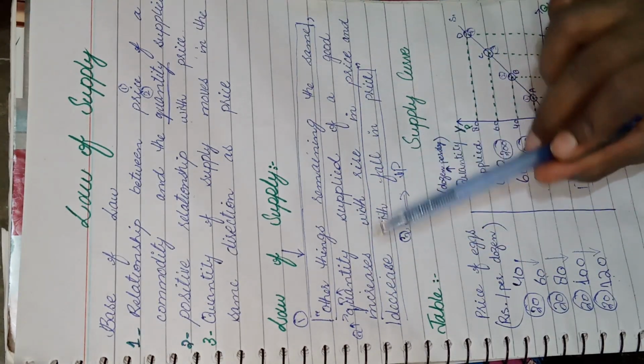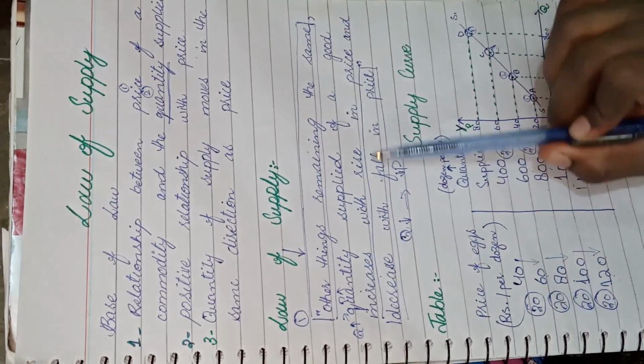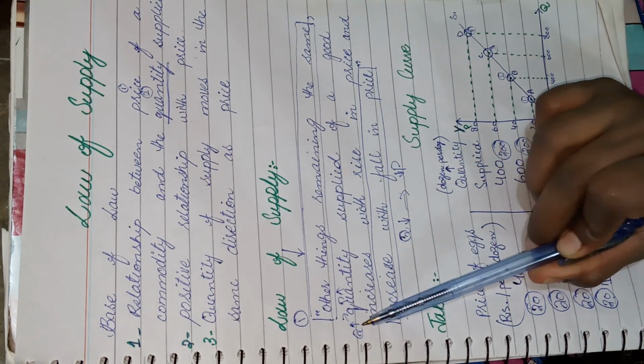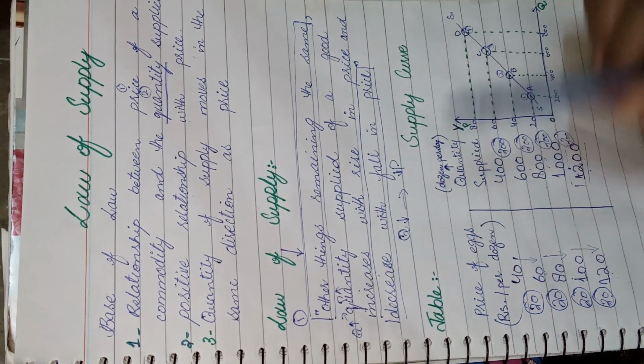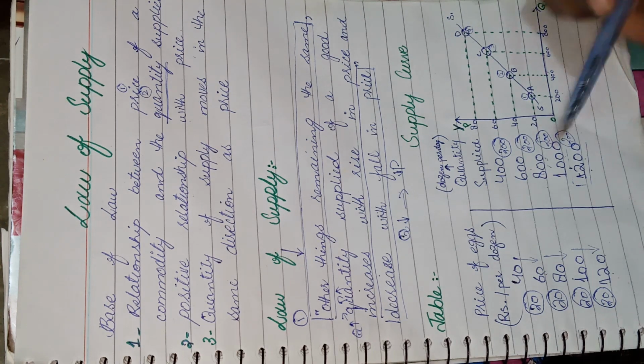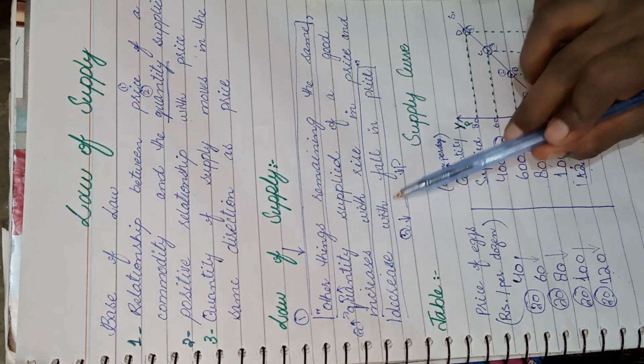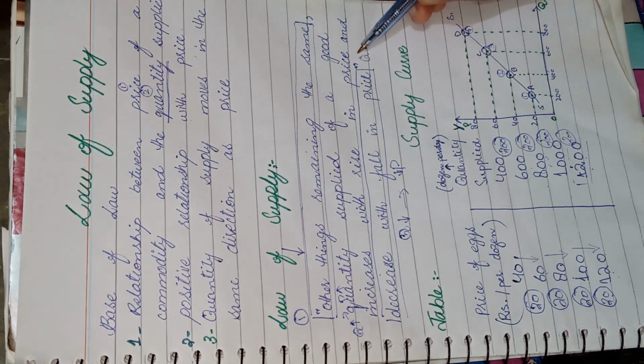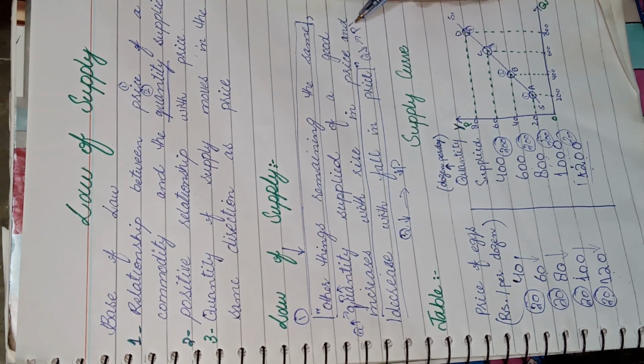The second part is: quantity supplied of a good increases with a rise in price and decreases with a fall in price. Means quantity increases as price increases, and quantity decreases as price decreases.